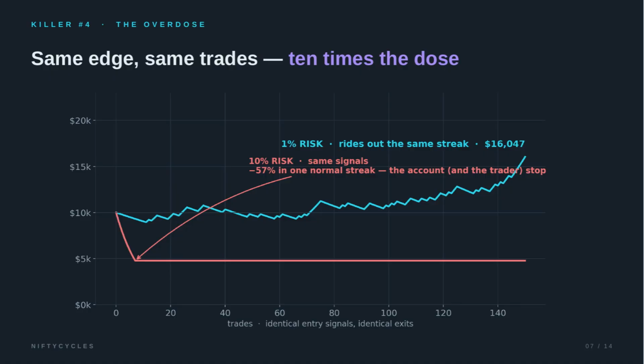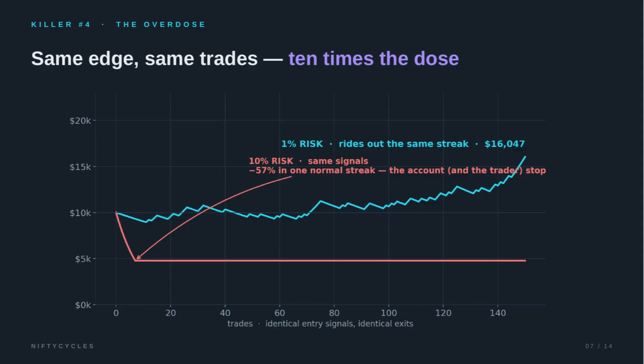The last killer is the fastest. Same MERIDIAN signals, identical entries, identical exits. The only difference is the dose. The blue account risks 1% per trade. The same 8-loss streak stings, down about 8%. Then it compounds onto $16,000. The red account risks 10% per trade.